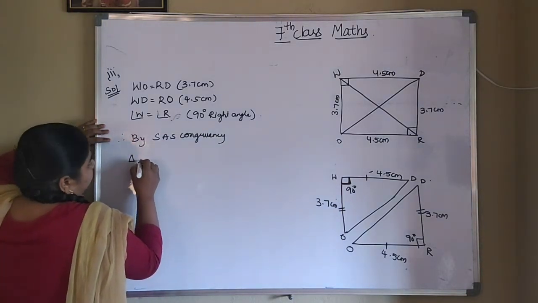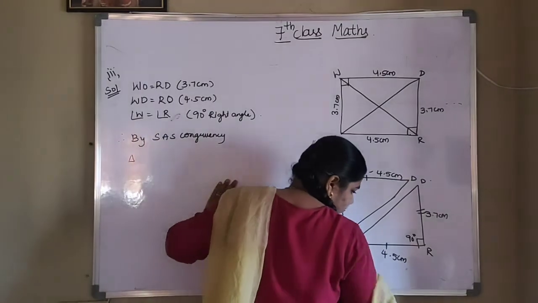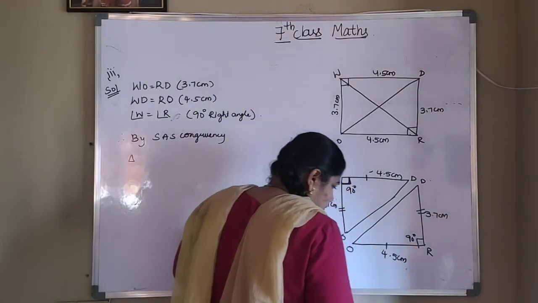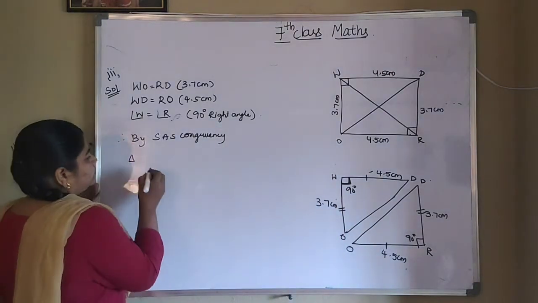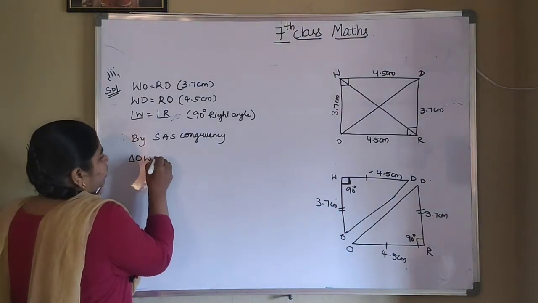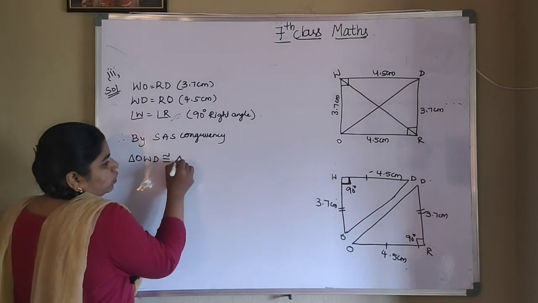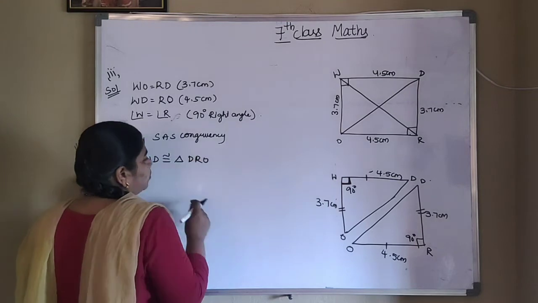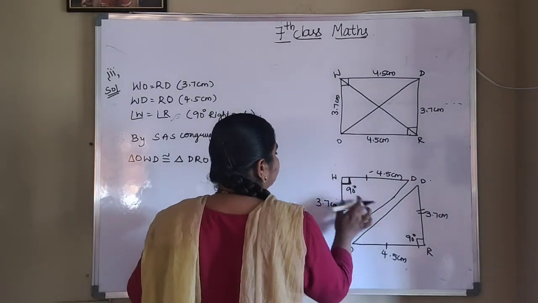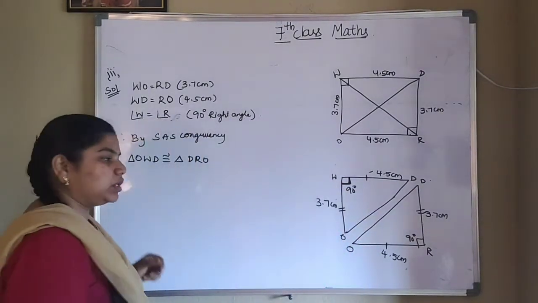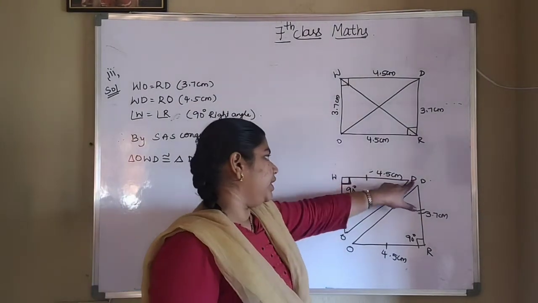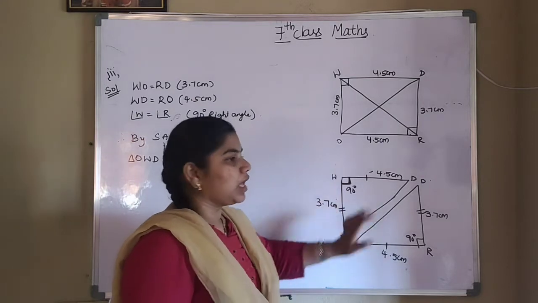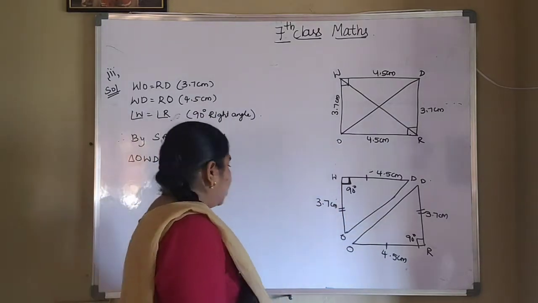triangle OWD is congruent to triangle DRO. So by using this congruency, we can say these two triangles are congruent to each other. It is OWD congruent to DRO. So these two triangles are congruent to each other. So next one.